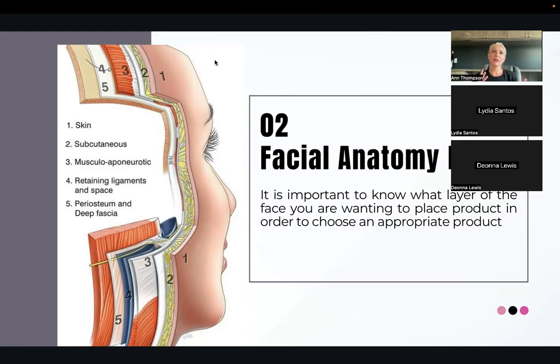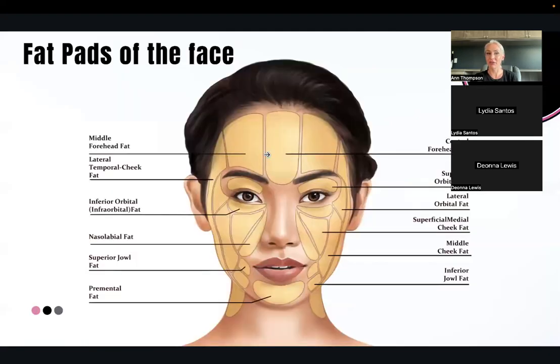Now, if you have a really low G prime product, you can put all of the low G prime products into layer 1 and 2. If you have a medium G prime product, it's going to be between layer 2 and 3. And if you have a high G prime product, it needs to be laid in layer 4. G prime, again, means the thickness or the viscosity of the filler.